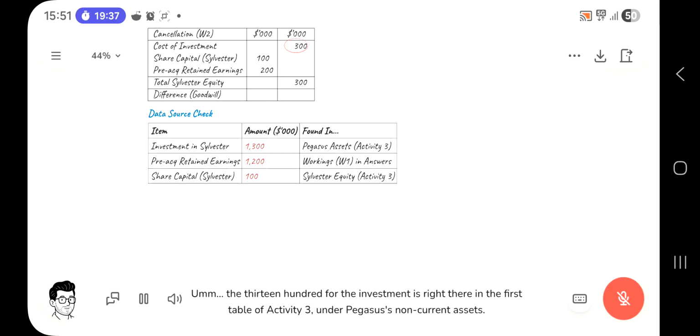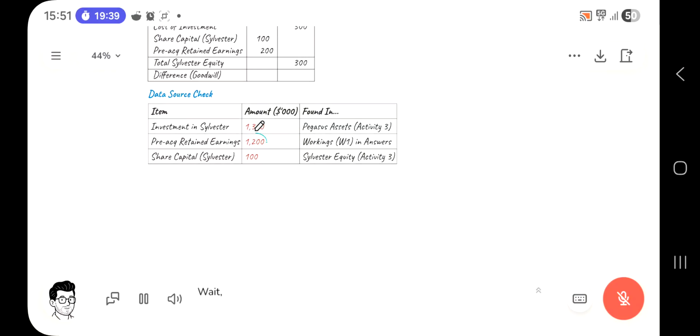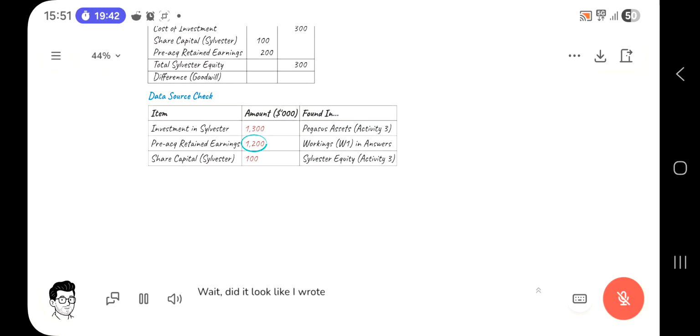Wait, did it look like I wrote different numbers before? My bad if that was unclear. Does seeing them in the table help trace where they came from?